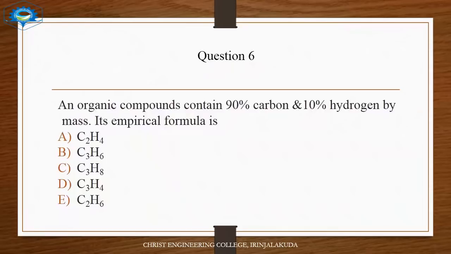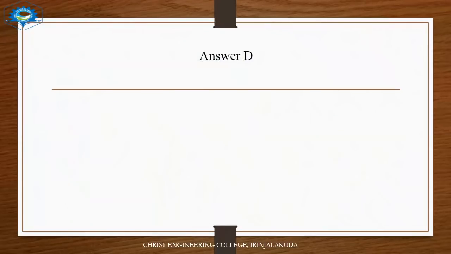Question number 6, an interesting question. An organic compound contains 90% carbon and 10% hydrogen by mass. What is its empirical formula? Option A C2H4, option B C3H6, option C C3H8, option D C3H4, option E C2H6. What will be its answer? The answer is D. It's given that 90% is carbon and 10% is hydrogen, and the question is to find the empirical formula.